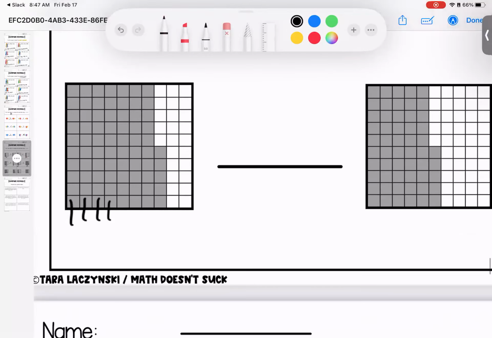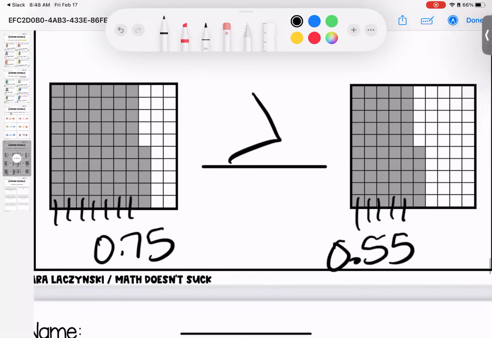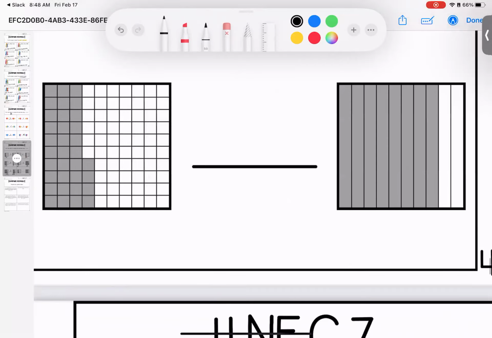10, 20, 30, 40, 50, 60, 75 hundredths compared to 10, 20, 30, 40, 55 hundredths. My brain was stuck on the other one. 55 hundredths. 75 hundredths is greater than 55 hundredths.